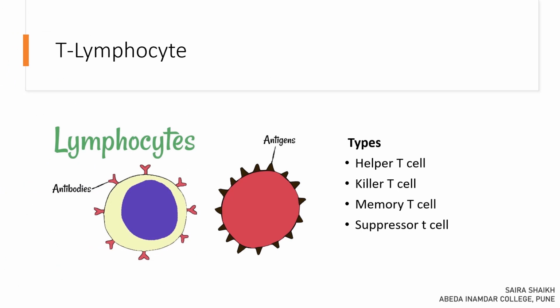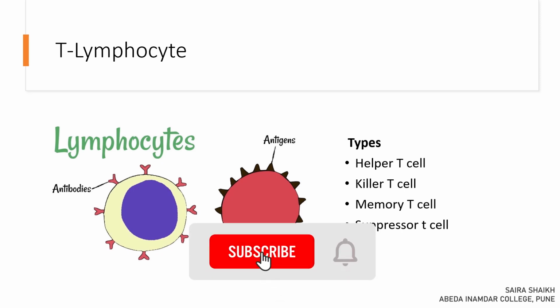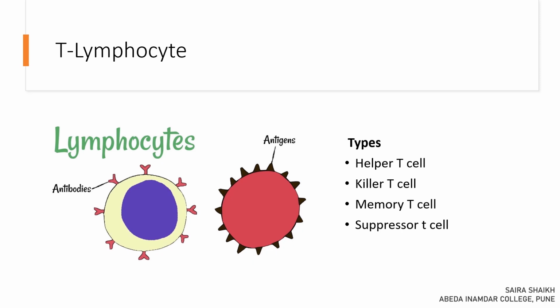The T lymphocyte further gives four types of cells: helper T cell, killer T cell, memory T cell and suppressor T cell, while the B lymphocyte does not have any type.